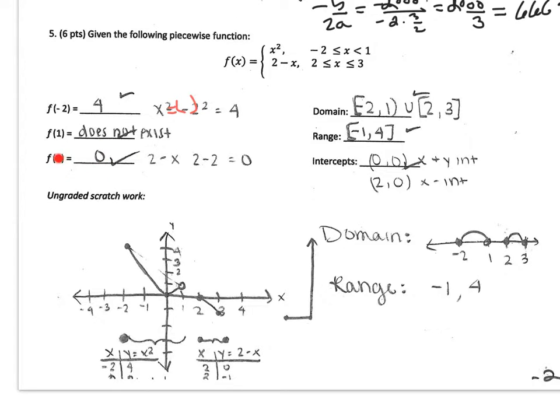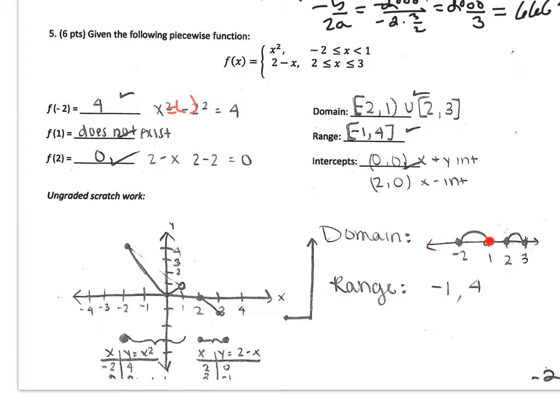When x is 2, we come up here to this again. 2 doesn't fall in this interval, it falls in this interval, so we're going to use this line. 2 minus 2 is 0. This is the equation they're using, so 2 minus 2 is 0. What is the domain? The domain, we piece together all of the values here.